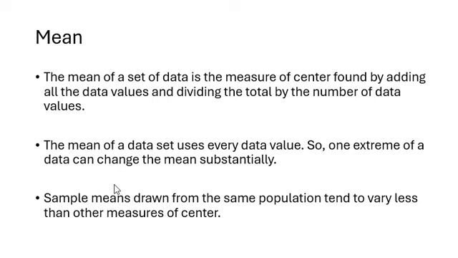So if you think about it, the mean of a data set uses every data value, so one extreme value in the data can really change the mean drastically. Why? Because the mean depends on every value in your data set.